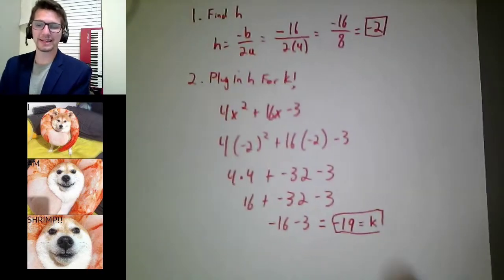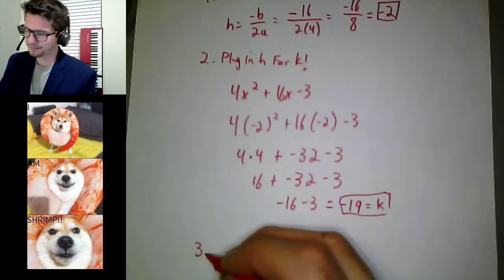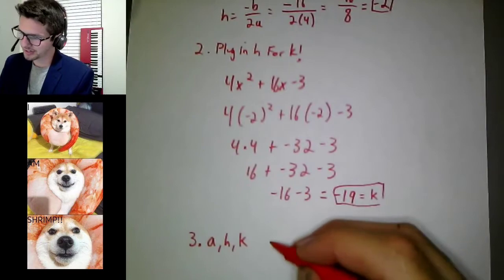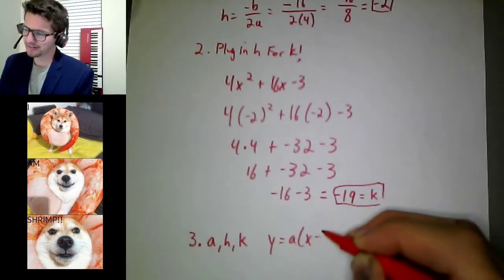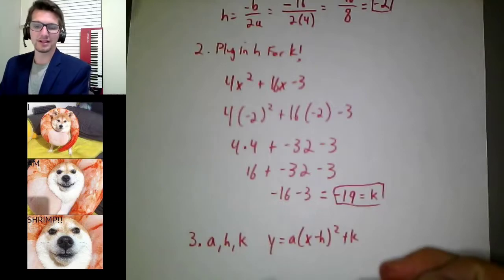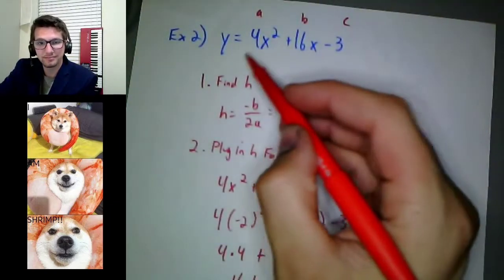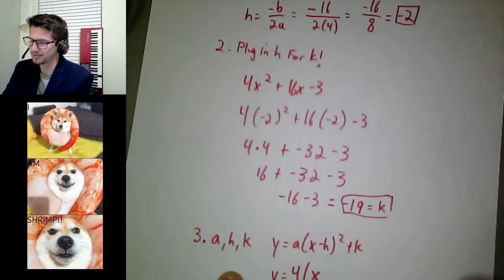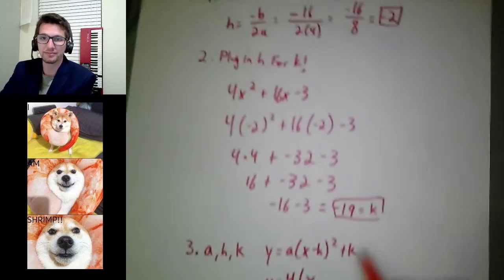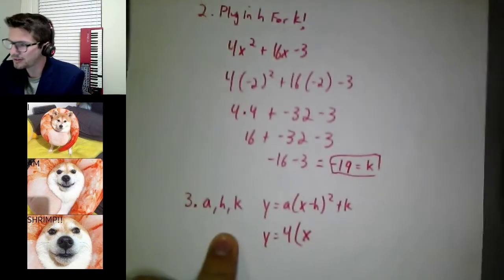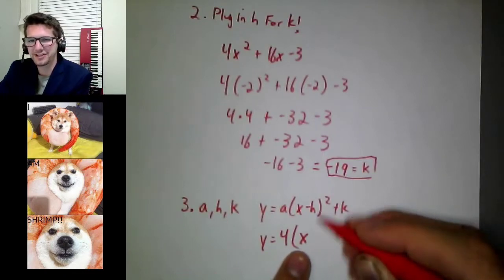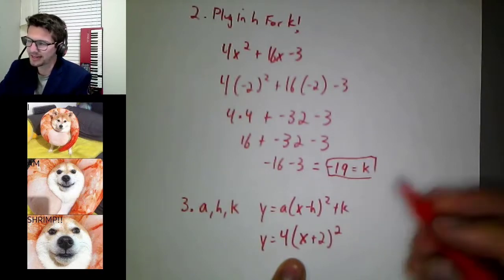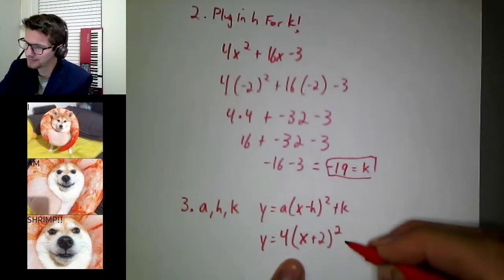So I have my h and my k. Last step, plug in my a, my h, and my k. So vertex form is y equals a times the quantity of x minus h squared plus k. What's my a value? 4 times the quantity of x. What's my h value? Negative 2. So x minus negative 2 would be x plus 2 squared plus k. What's my k? Negative 19. So minus 19.